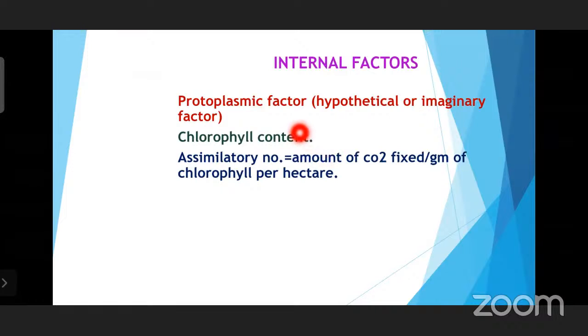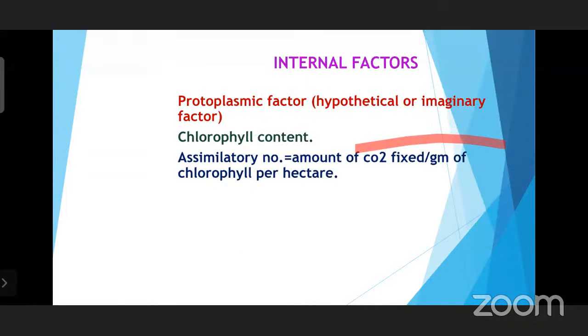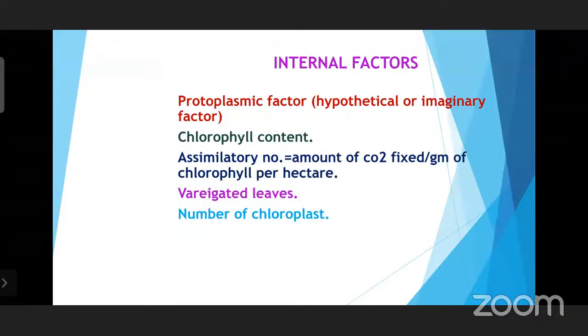Chlorophyll content is also very important. The more chlorophyll, the more sunlight will get harvested. The assimilatory number is the amount of carbon dioxide fixed per gram of chlorophyll per hour, not per hectare, per hour. Next, in variegated leaves, we can find out the assimilatory number.